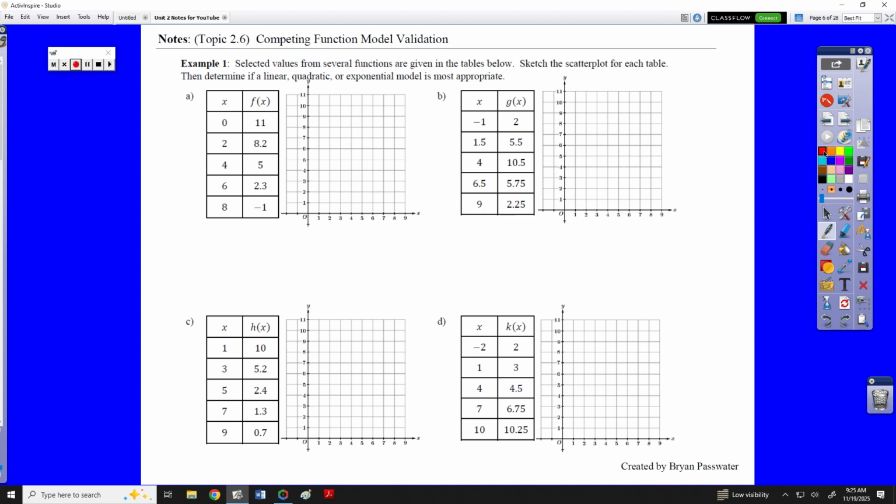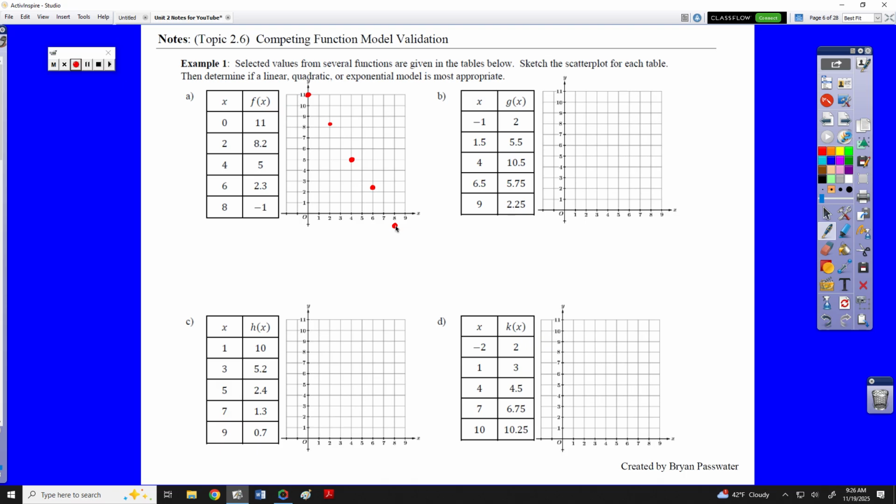So for instance, on letter A, we go 0, 11, which is right there. 2, 8.2 would be about right here. Again, it doesn't need to be perfect. We're doing the best we can here. 4, 5. It's an exact point. 6, 2.3 would be about right here. And 8, negative 1. Well, that's the only one that's off the chart, but we can estimate where that would be. That would be right there.